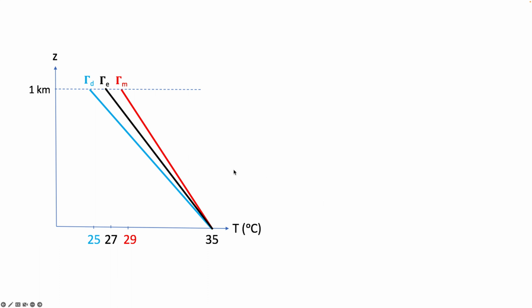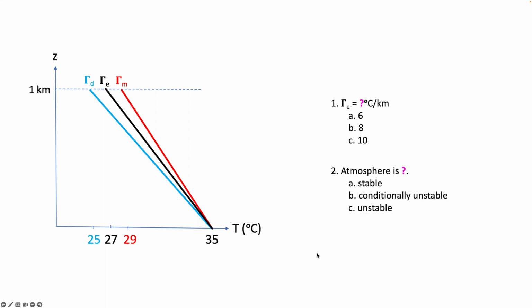And then finally, I'm going to give you an example where the temperature in the environment decreases from 35 to 27 degrees Celsius. And then given this, you're going to have to determine the environmental lapse rate, and one last time, determine whether the atmosphere is stable, conditionally unstable, or unstable.